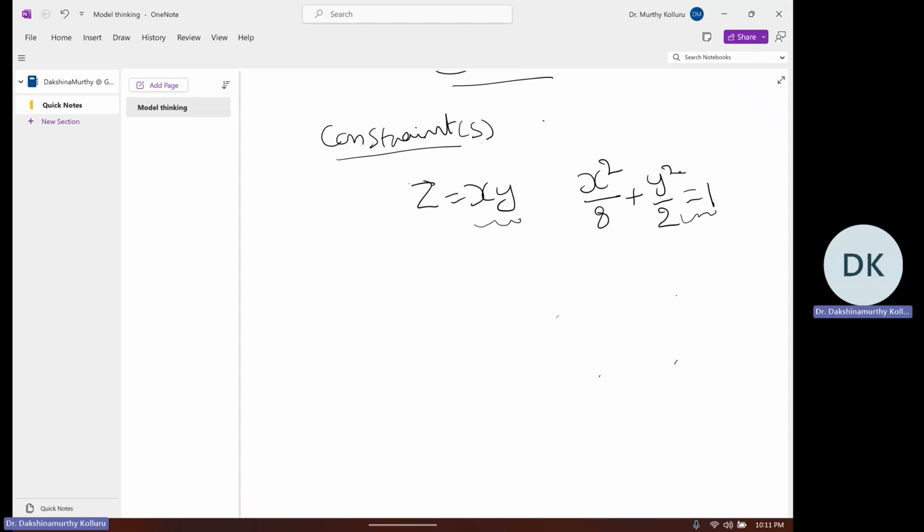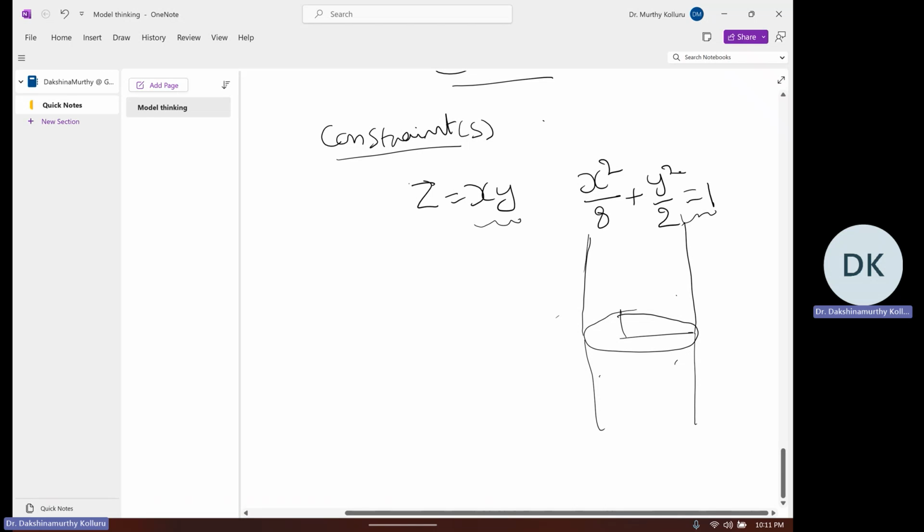And x square by 8 plus y square by 2 is equal to 1 is an ellipse. But because z is not mentioned, z can take any value. So it can go both directions of z, assuming this is x, this is y, and the top guy is z. It's sort of an ellipsoid. So what we are looking at is on that surface, this intersects it at some locations, and in those spots, which is the maximum and which is the minimum. So that is essentially what we need to find out.